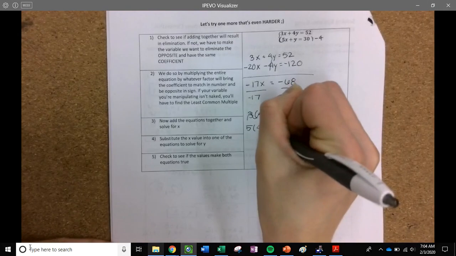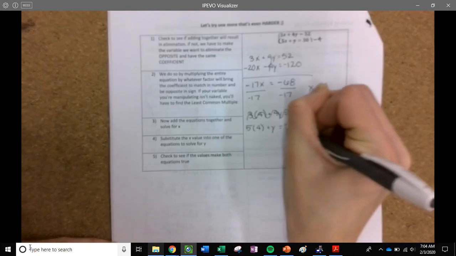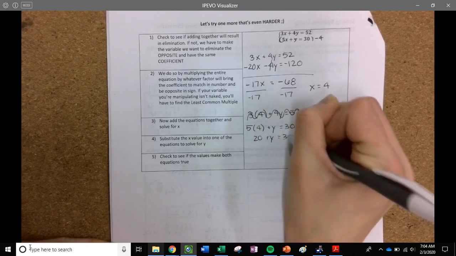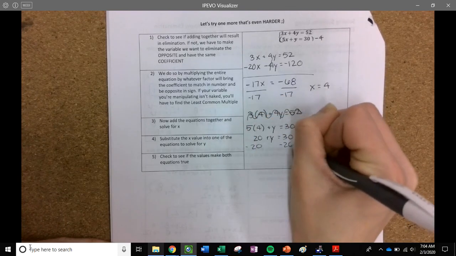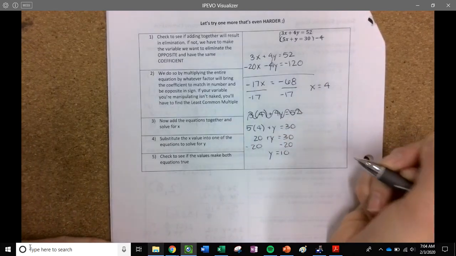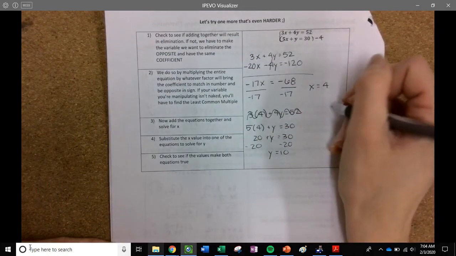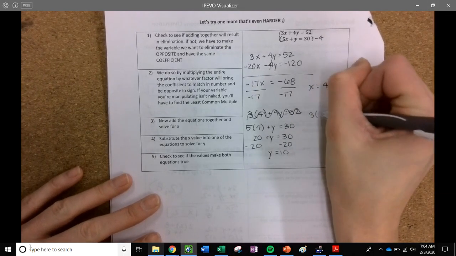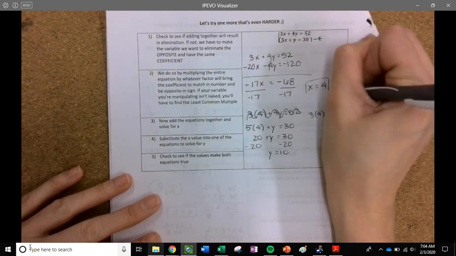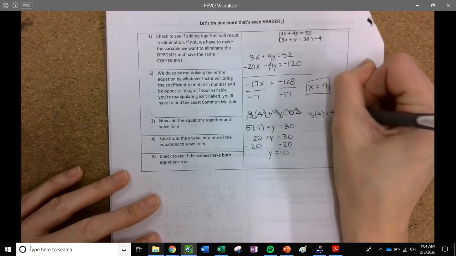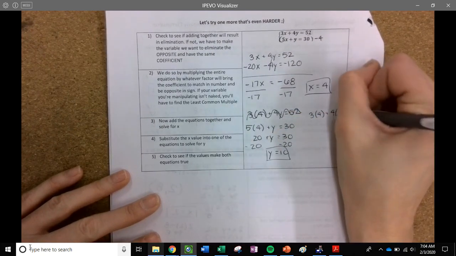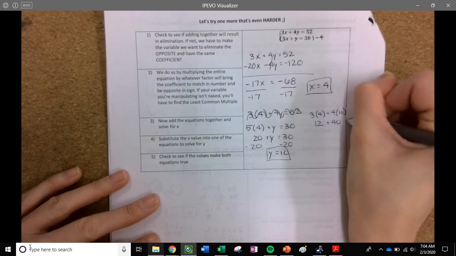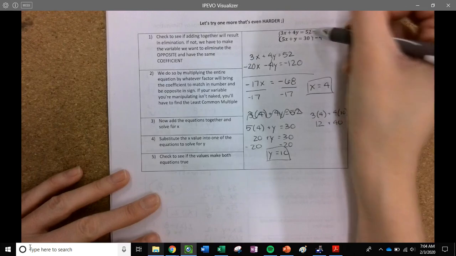5 times 4 plus y equals 30. 20 plus y equals 30, minus 20, minus 20, y equals 10. So let's see if these work. I'm going to plug them back into the originals. 3 times the x value of 4 plus 4 times the y value of 10. That gives me 12 plus 40. That equals 52. That's what I wanted.